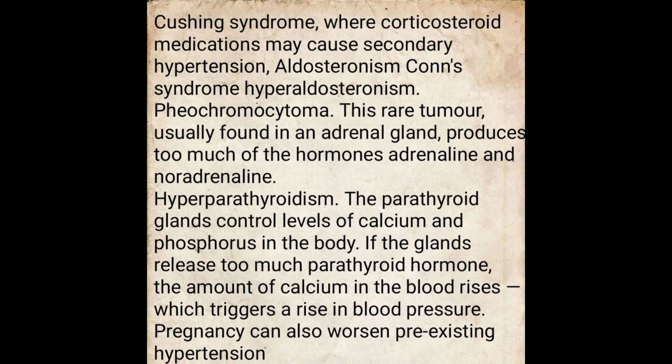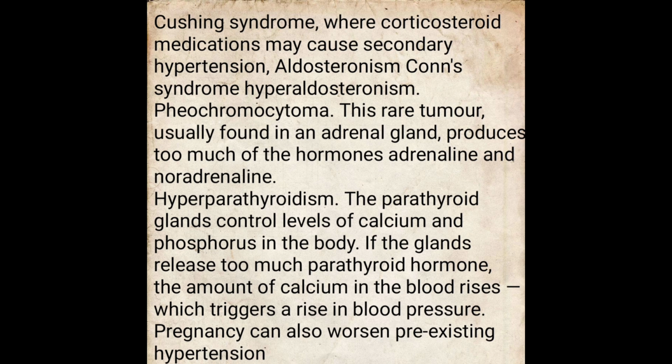Pheochromocytoma: this rare tumor, usually found in an adrenal gland, produces too much of the hormones adrenaline and noradrenaline, and we know adrenaline is very necessary when you want to take flight, so that will also affect the blood pressure. Hyperparathyroidism: the parathyroid gland controls the level of calcium and phosphorus in the body. If the glands release too much parathyroid hormone, the amount of calcium in the blood rises, which triggers a rise in blood pressure. Also, pregnancy can worsen pre-existing hypertension.